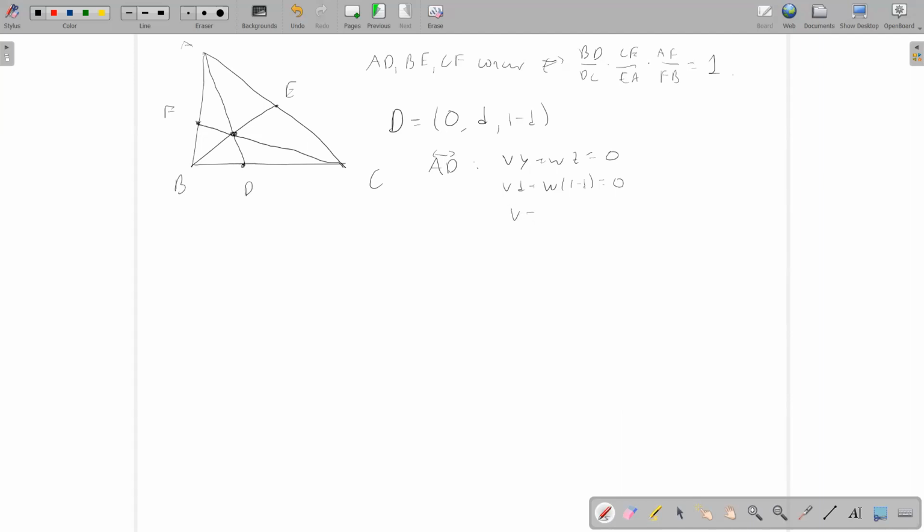So V equals minus W times 1 minus D over D. Hence, minus W times 1 minus D over D times Y plus WZ equals 0. Again, remove this to make life simpler. And you just have Z equals 1 minus D over D times Y. This is equivalent, by the way, to the parametrization T D minus D.